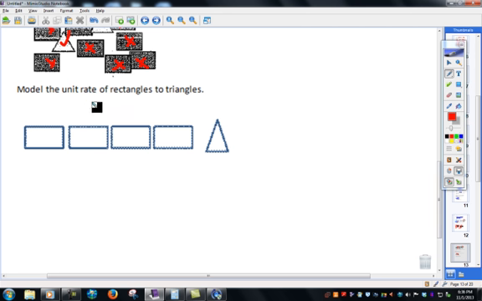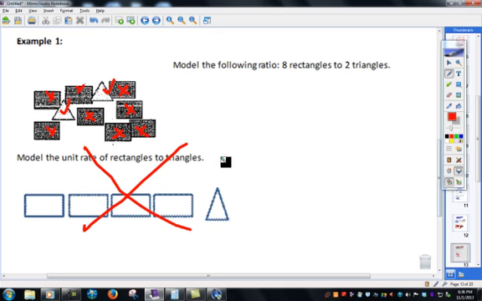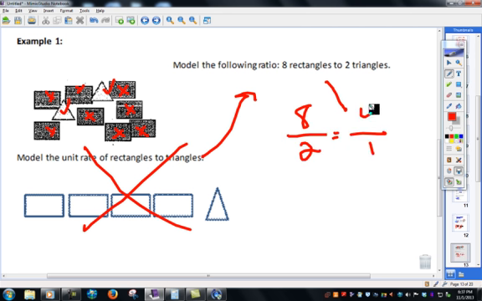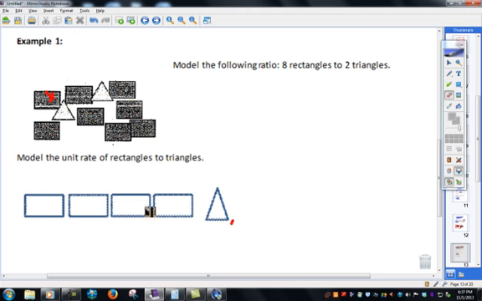Model the unit rate of rectangles to triangles. Don't even worry about it. So that's that. It's just modeling. You can model any ratio. You could model a unit rate. I think that's what this is asking for, this unit rate. So it's 8 to 2, which we know the unit rate would be 4 to 1. Okay, so modeling it would be your 4 rectangles and your 1 triangle. It's the same thing. Okay, we already covered that in the Learning Target 5 video.